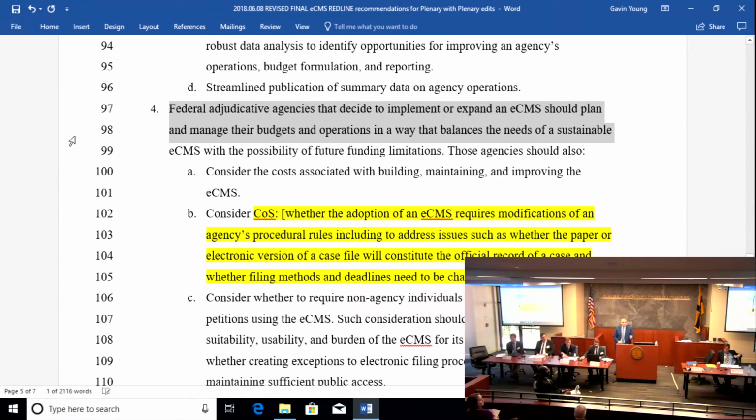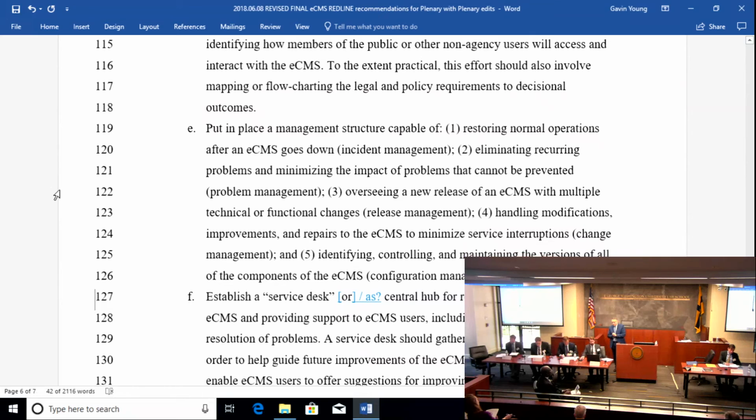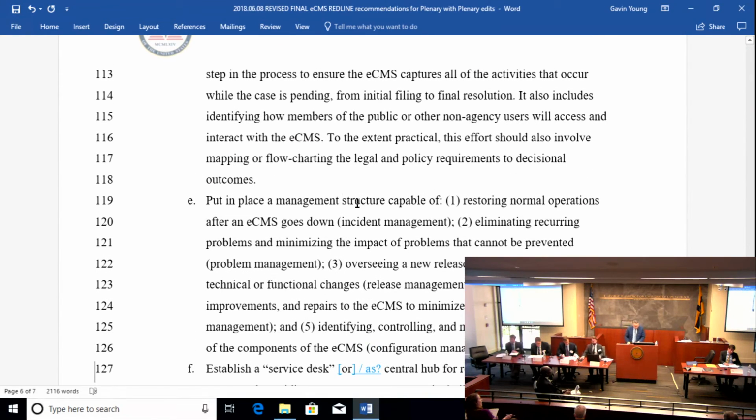The only place that I saw easily to fit this in is on line 118. This is a management structure capable of restoring normal operations. And number 2 is eliminating recurring problems and minimizing the impact of problems that cannot be prevented, such as a lapse in funding. We just flag for agencies that that's something they need to take into account when they're setting up a system and modifying procedural rules.